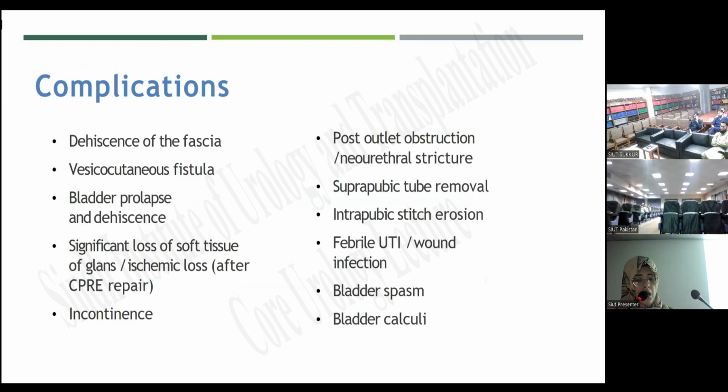The complications associated with the reconstructive procedures include dehiscence of the fascia, vesico-cutaneous fistula, bladder prolapse and dehiscence, significant loss of soft tissue of glans, ischemic loss, incontinence, post-operative outlet obstruction, urethral stricture, suprapubic tube removal, intrapubic stitch erosions, febrile UTI, wound infection, bladder spasm, and bladder calculi.